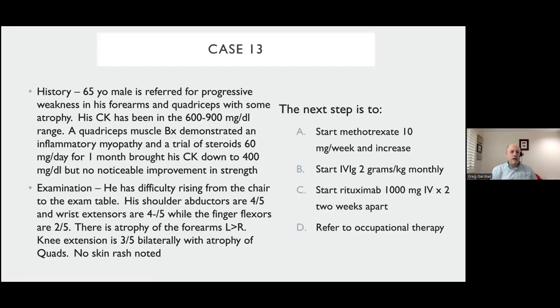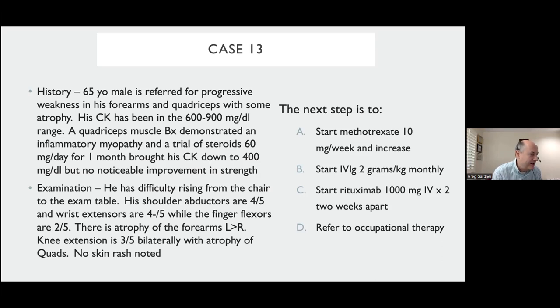All right. Case 13, a 65-year-old male is referred for progressive weakness in his forearms and quadriceps with some atrophy. His CK is elevated, but not dramatically so. Biopsy demonstrates an inflammatory myopathy, and a trial of steroids brought his CK down, but did not improve his strength. He has difficulty rising from a chair on the exam table. His shoulder abductors are 4 out of 5. Wrist extensors are 4 minus out of 5. Finger flexors are only 2 out of 5.